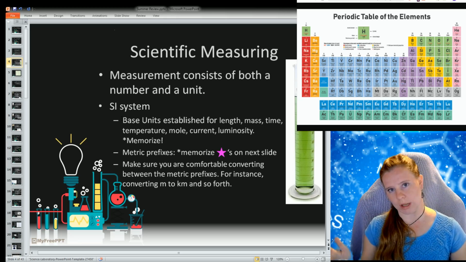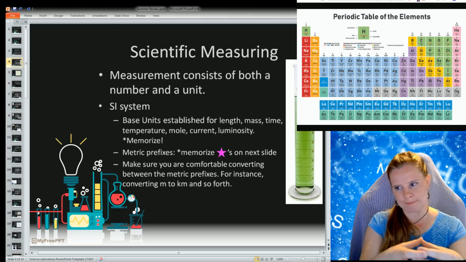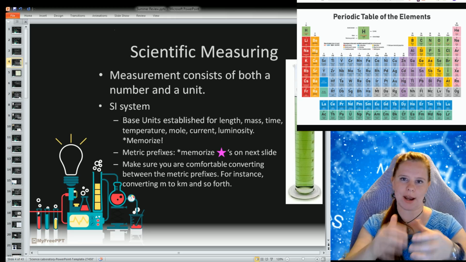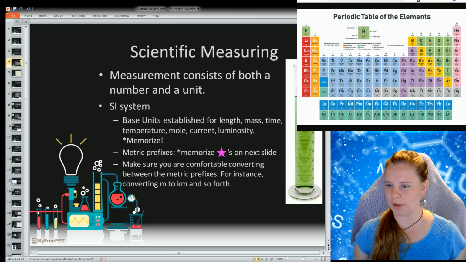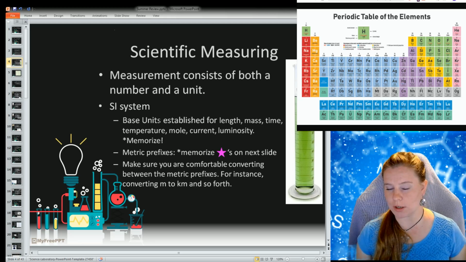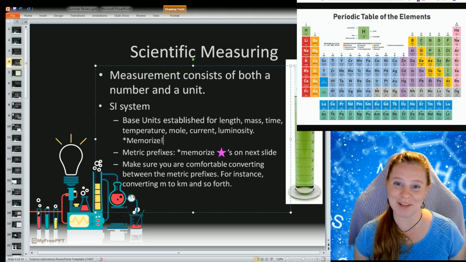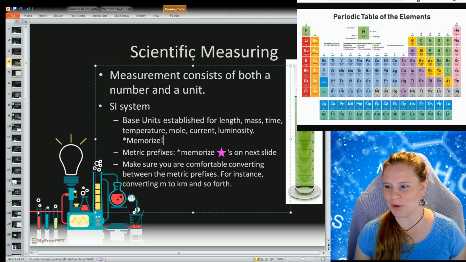Okay, they're not all the units, but these units are the base, and then everything else is set up on them. Let me try to explain that a little bit. Okay, so what are the base units? Well, you have a base unit for length, mass, time, temperature, mole, current, and luminosity. And I put memorize. Do make sure you know what these are.